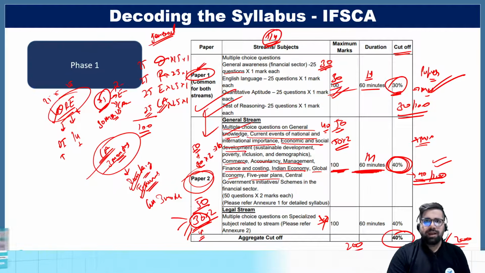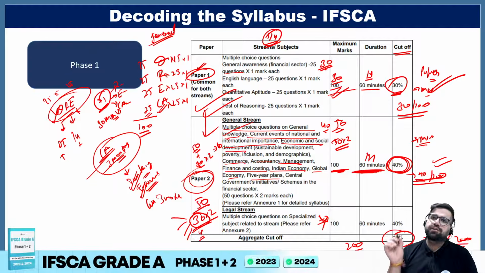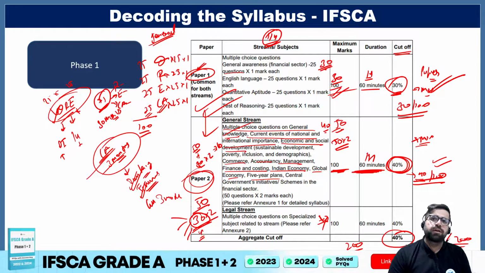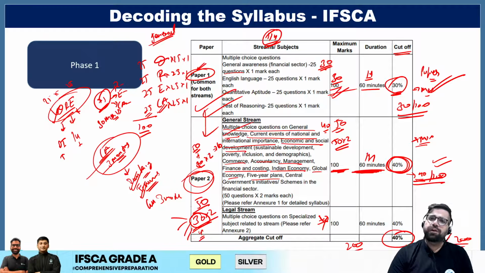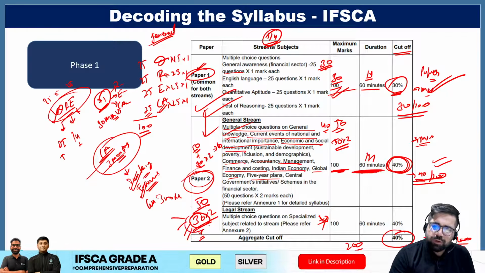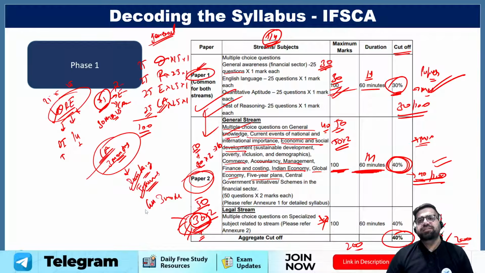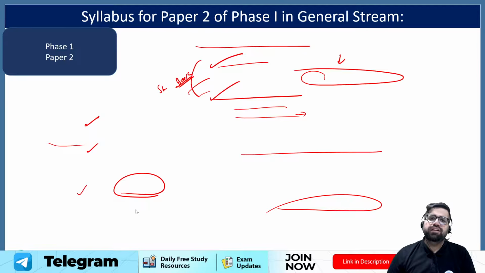Nobody is telling you to do commerce and accounts and costing. If you are not comfortable with commerce and accounts and costing, then leave them. Do the components of economic and social development, do the component of current affairs. So you just have to get 30 right. That will be a very safe score for all of you. Now let's move forward, my friends.